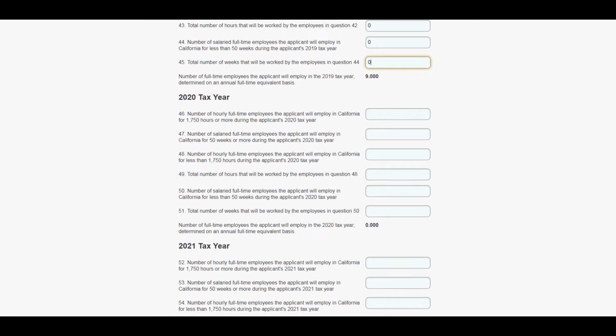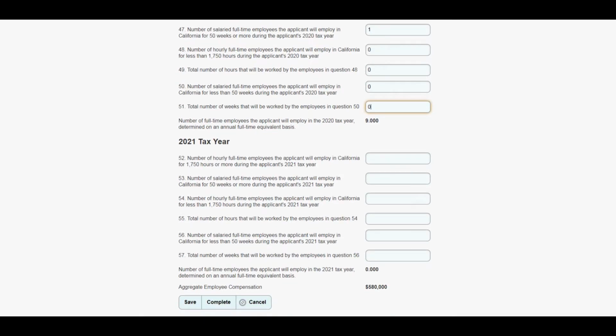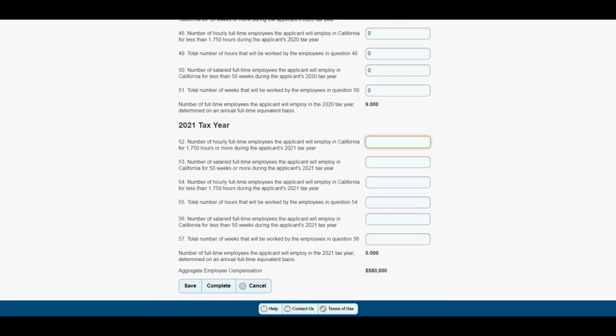For both 2020 and 2021, Widget does not plan any additional hiring, but it does expect all its current full-time employees to continue to be employed for the entire year or for the positions to be backfilled immediately if someone quits. So Widget carries forward the current 9 employees in the remaining 2 years, entering 8 and 1 into questions 46, 47, 52, and 53, and zeros for the remaining questions. The application then generates the aggregate employee compensation, which is $780,000.